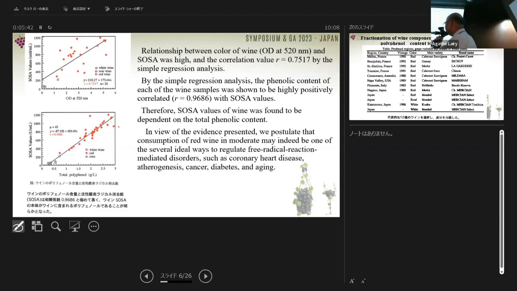In view of the evidence presented, we postulated that consumption of red wine in moderation may indeed be one of the several ideal ways to regulate free radical reaction mediated disorders such as coronary heart disease, atherogenesis, cancer, diabetes, and aging.